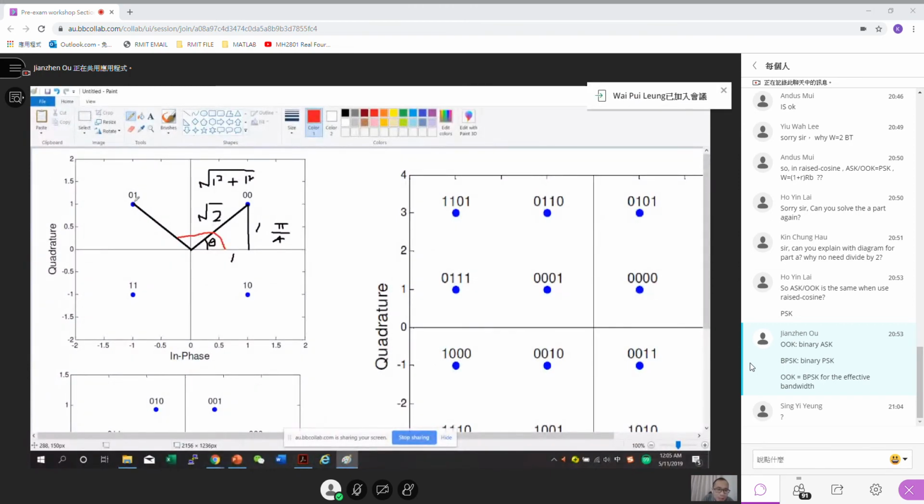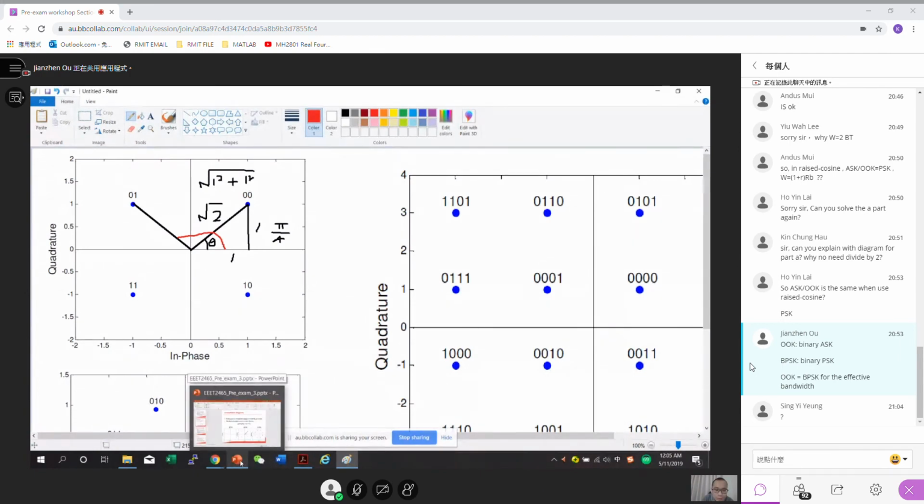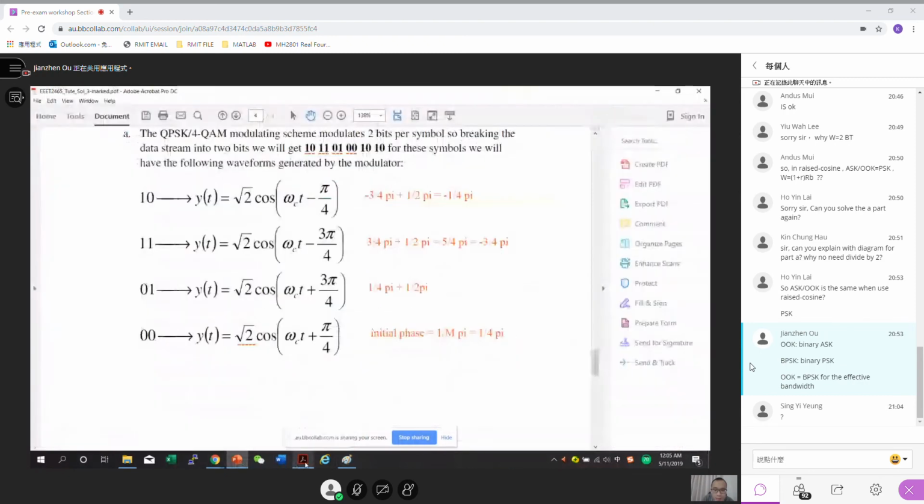But you can see, because this is the PSK scheme, the amplitude is going to be the same, which is square root 2. So that's going to be 1 over 4 pi plus 1 over 2 pi, that's equal to 3 over 4 pi. So this is where these numbers come from. Then we go to another one.